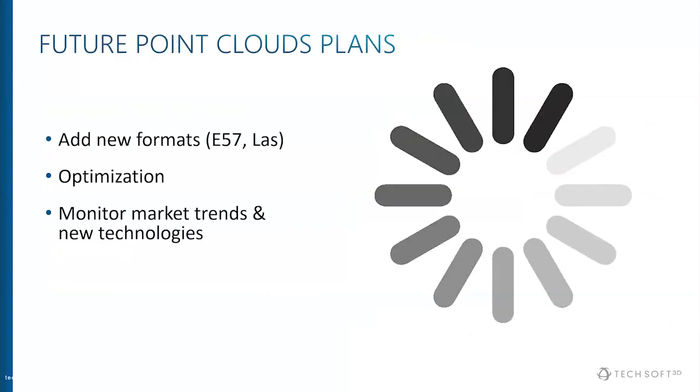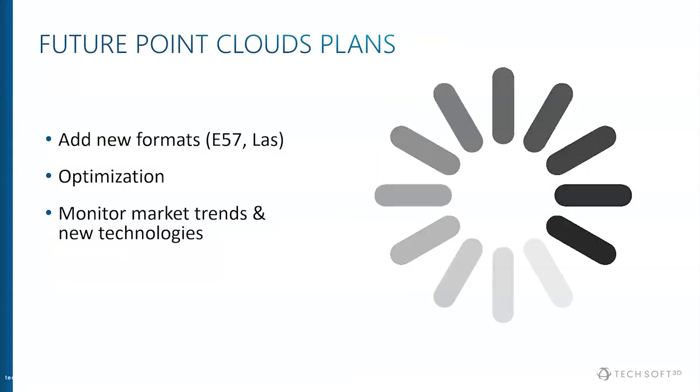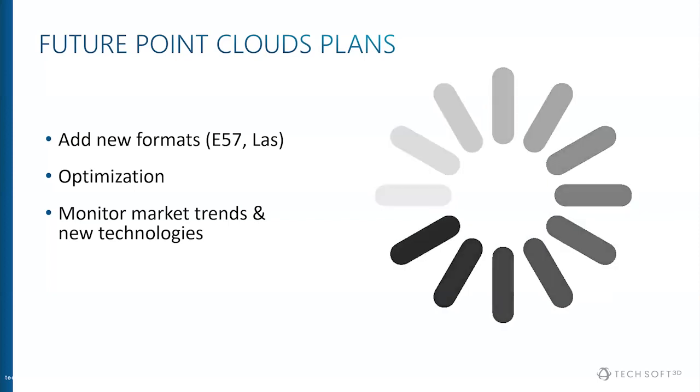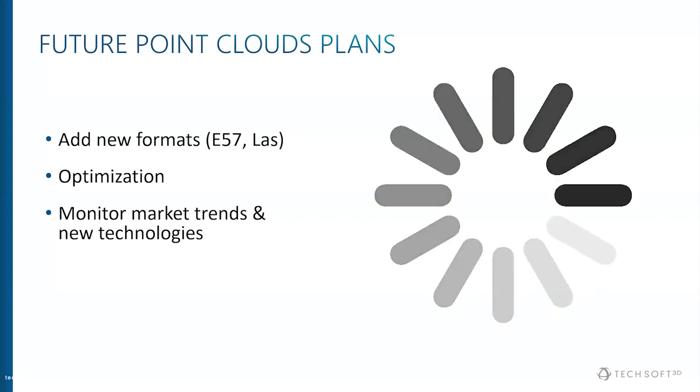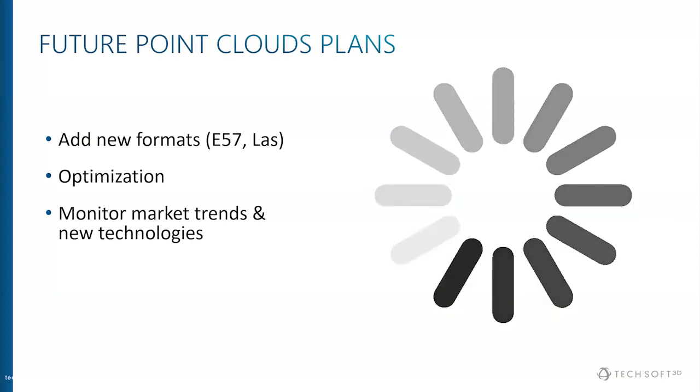So, what are we thinking of doing for the future? Past 2024, first of all, we want to get feedback on what we have been doing for 2024. We're looking at adding new formats to the point clouds, like E57 and LAS. Again, based on feedback, we'll look at further optimizing the point clouds workflow and the way we deal with the data. And of course, we'll keep monitoring market trends and new technologies to make sure that Visualize is up to the game with what's happening on the market.